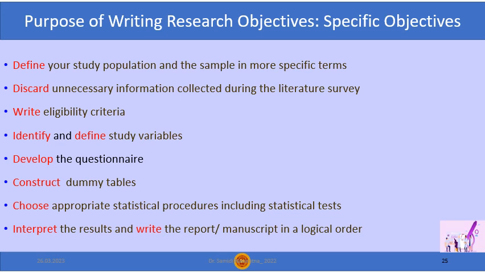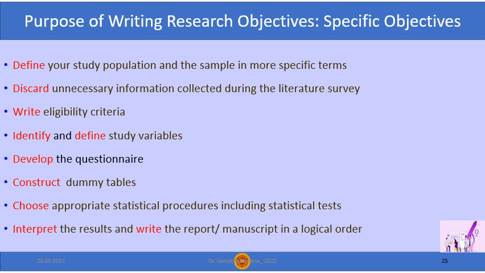So in the previous slide, we discussed the purpose of writing general objectives. This slide gives you the purpose of writing specific objectives, right? So the specific objectives define your study population and sample in more specific terms, okay? So they discard unnecessary information collected during the literature survey. So you gather a lot of data and information during a literature survey, but when you write down your specific objectives, you become more focused. So therefore, the unnecessary information collected can be discarded.